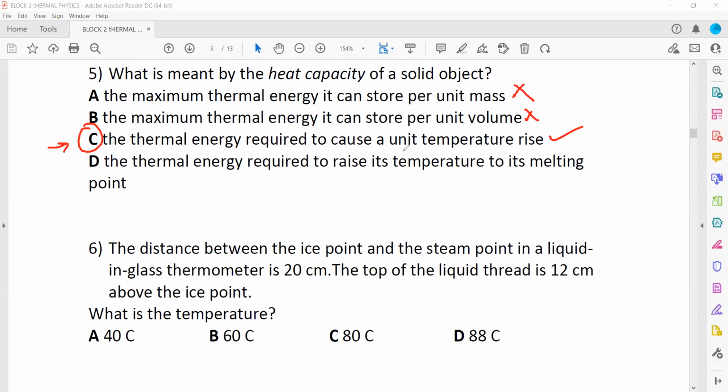And thermal energy required to raise a temperature to its melting point, that is not the heat capacity. Heat capacity is how much energy we need to change the temperature by 1 degree.